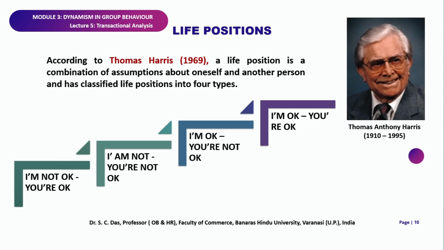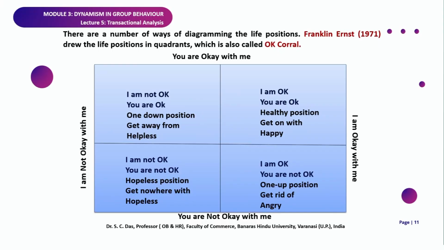Now see, Thomas Harris, 1969, decided that once you clarify what the life position is, you will know the personality of the individual. You will know the leadership quality of the individual by seeing the life position. Now see, there are a number of ways of diagramming the life positions. Franklin Ernst, 1971, drew the life positions in quadrants, which is also the OK Corral.